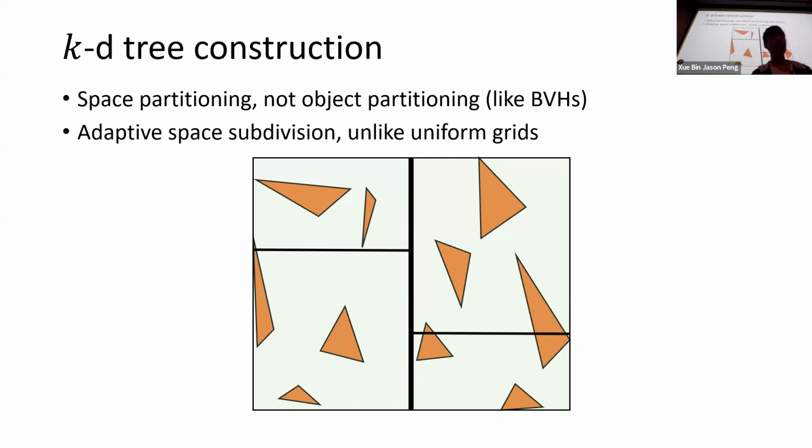But in the case of KD trees, because we're dividing up the space of the scene rather than dividing the objects themselves into different groups, it's possible for an object to lie in multiple partitions at the same level of the hierarchy. So for the partition on the right, when we split it into the top half and the bottom half, 2 of the triangles are going to lie in both partitions. And that is okay in the case of a KD tree.